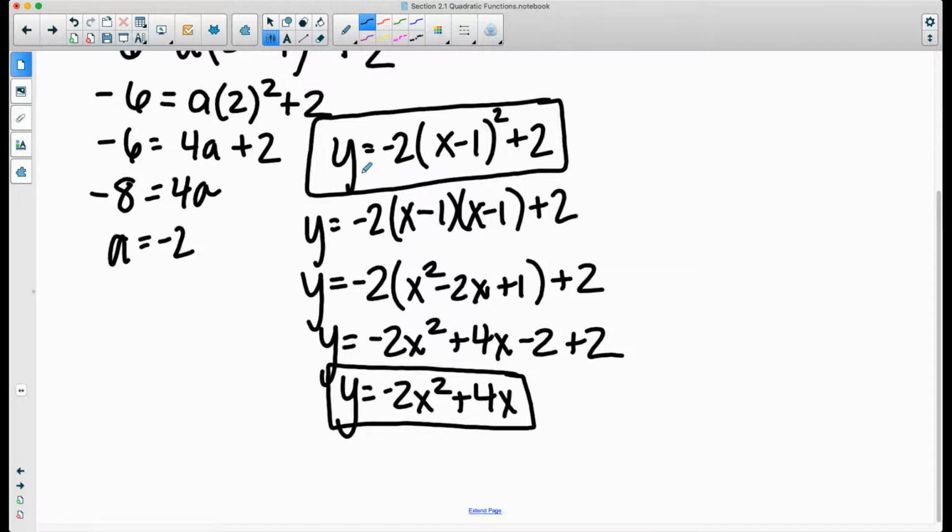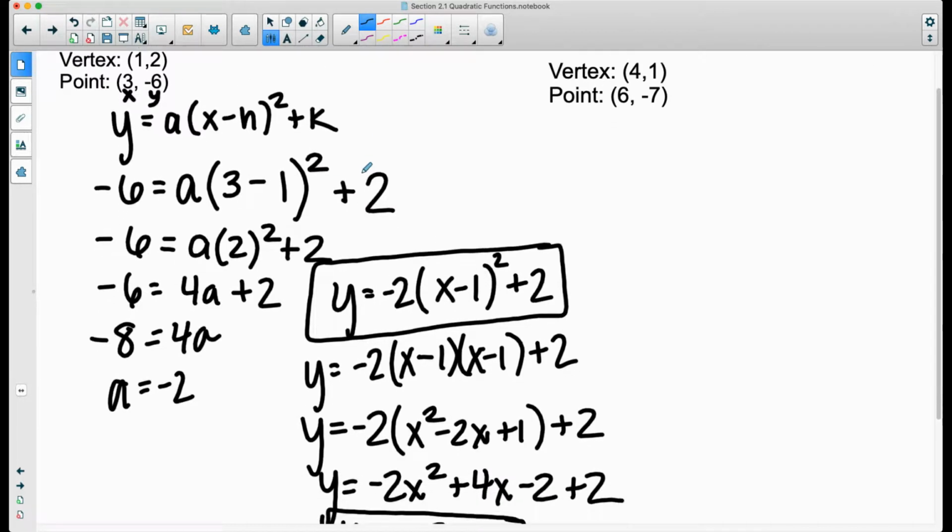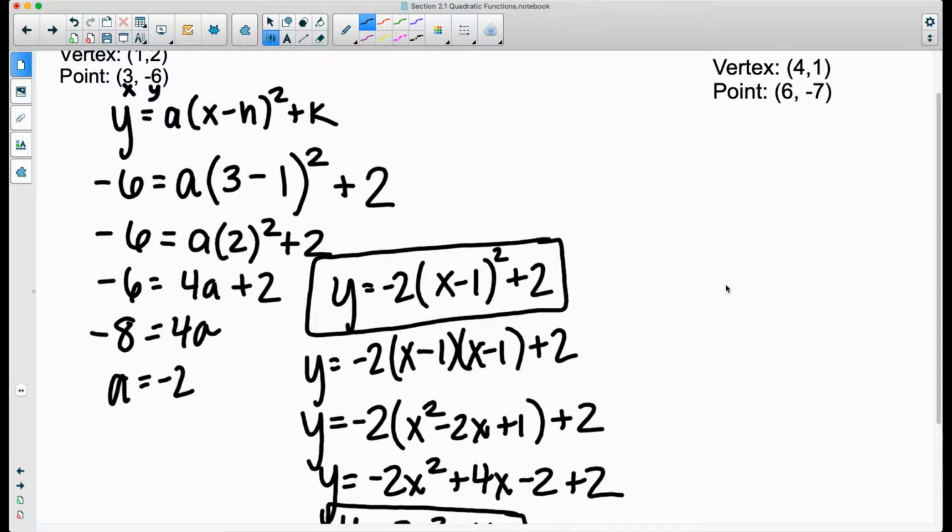Questions so far? The good old algebra stuff. Just multiplying it out. The good stuff. Okay, try that one up there. Your vertex is 4, 1, and your point is 6, -7. Did anyone still need the bottom part? I scrolled it. Should have asked.